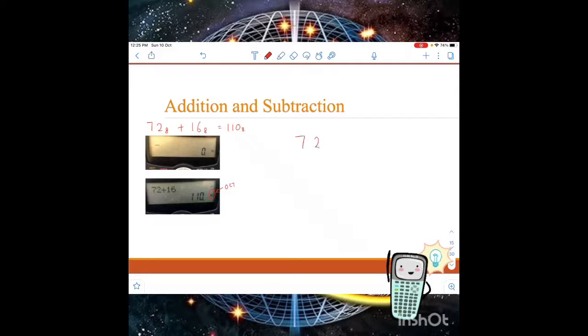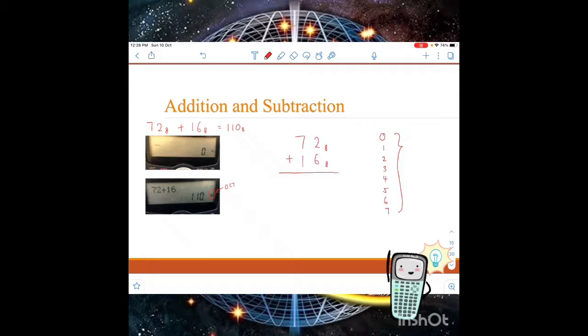72 base 8 plus with 16 base 8. Bear in mind that this one is a base 8 number. When the number is a base 8 number, the maximum digit that can be used in this number is 7. We can use the numbers from 0, 1, 2, 3, 4, 5, 6, 7. These are all the usable digits for numbers of base 8.